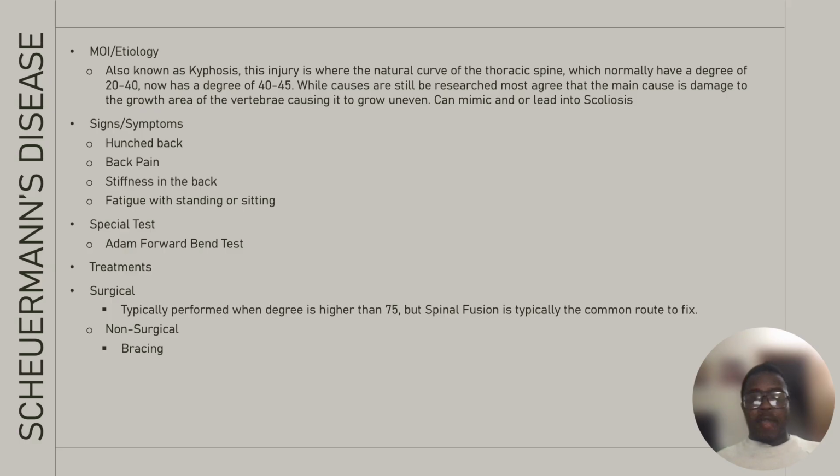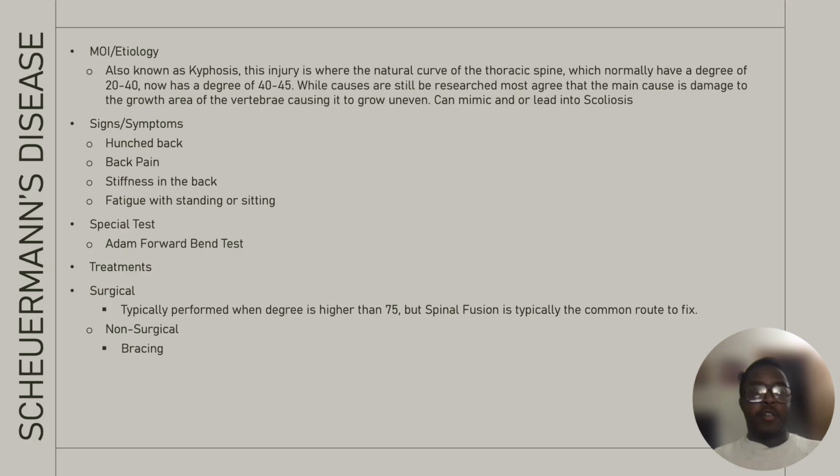And for special tests, as with the other three spinal injuries I presented, the forward bend test will be a great test to see how the spine curves. Especially with this disease, since it's a hunchback, one should normally see it without the test, but if you do the forward bend test, you should see the thoracic spine hunch back a bit.